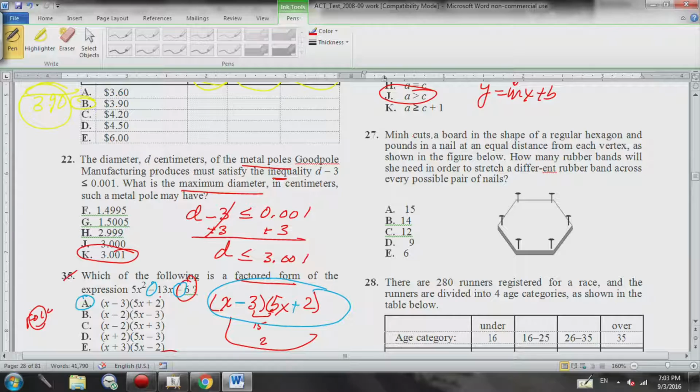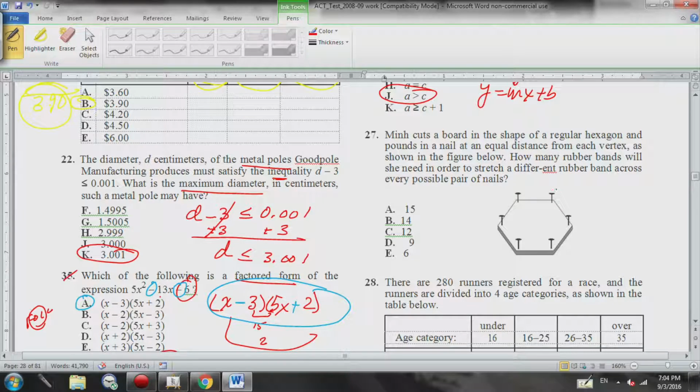27. Min cuts a board in the shape of a regular hexagon. She puts all this effort into making a regular hexagon, and pounds in a nail at each vertex, at an equal distance from the vertex, as shown in the figure. How many rubber bands will she need in order to stretch a different rubber band across every possible pair of nails? Why she's doing this, I don't know, but she's doing it. Okay, so how many rubber bands are we going to need?